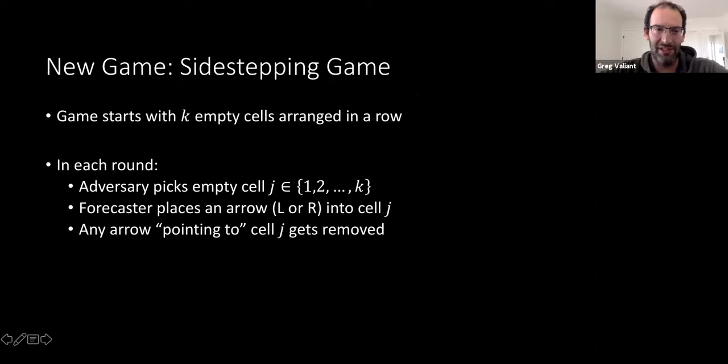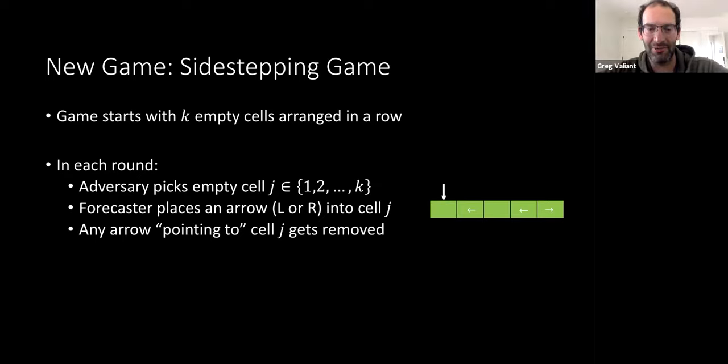At the beginning of the game, you start with k empty cells arranged in a row. In each round, the adversary is going to choose one of these k cells. And then the forecaster, us, we get to put an arrow in the cell pointing either to the left or the right. Here we make a right arrow. And then any arrow that points to the cell that was selected is going to get removed. So in this case, these two arrows pointing to the left are going to disappear. In the next round, the adversary picks another cell, we put an arrow in that cell, and maybe some of the arrows get removed, and so on.